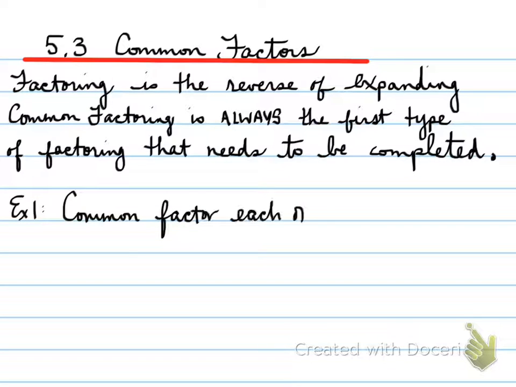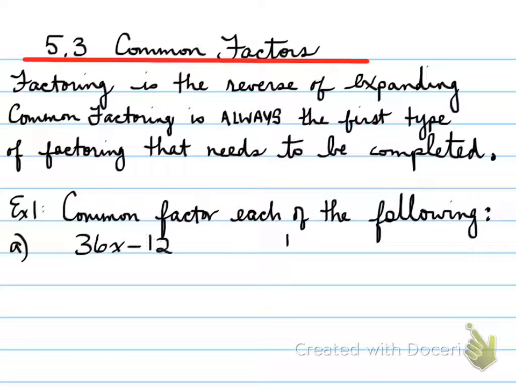Example 1, you're asked to common factor each of the following. Common factor means we're going to remove the greatest common factor, the GCF, from each part of a polynomial, in this case a binomial. What number can be divided out of both 36 and 12? Yep, that's right, you guessed it. 12 can be divided out of both 36 and 12. So we're going to take out 12. We're going to divide each term by 12.